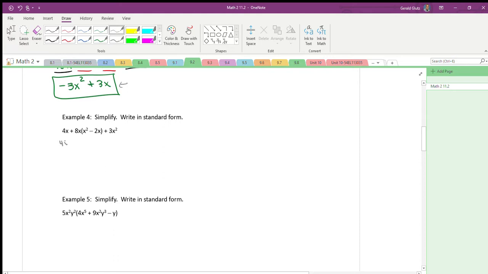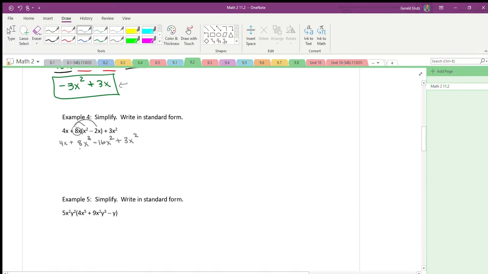I have a 4x plus, so that means the 4x is not part of the thing that's going to be distributed. Only the 8x is going to be distributed because that's the only thing that's being multiplied times the parentheses. So 8 times this 1 here is just 8x times x squared. I add the exponents, x to the 1, x to the 2, so x to the 3. x times x squared is x to the third. 8x times negative 2x: 8 times negative 2 is negative 16, x times x is x squared. And then I have a plus sign here, so I'm not multiplying that by anything, so it's just plus 3x squared.